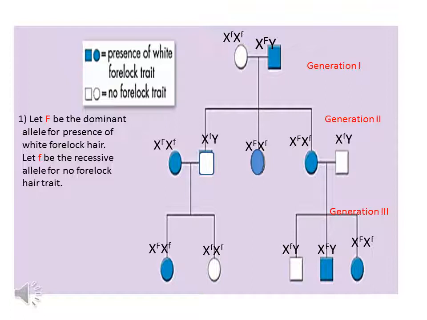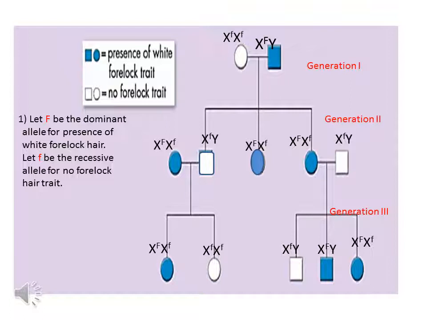Let's move on and look at generation number 2. The married couple had 3 children, 1 boy and 2 girls. The boy on the left will be X small f Y, since he does not have the trait. The girl in the middle, shaded, is XX. She will carry 1 allele from each parent. That is, 1 from the father, which is big F, and 1 from the mother, which is small f.